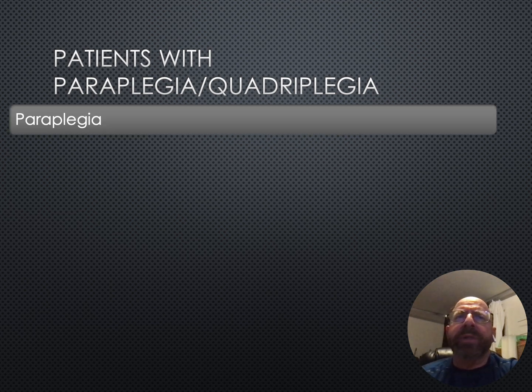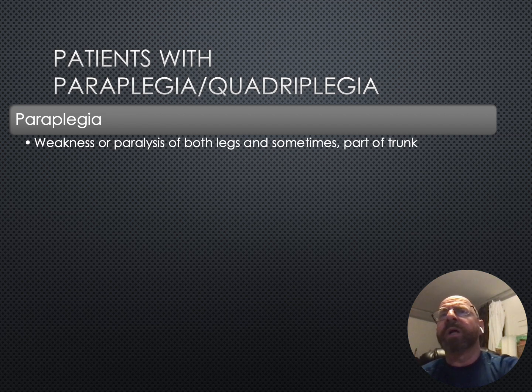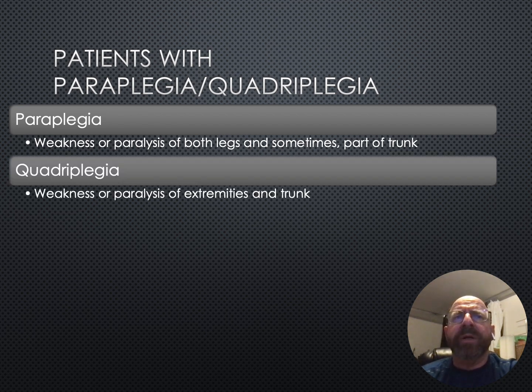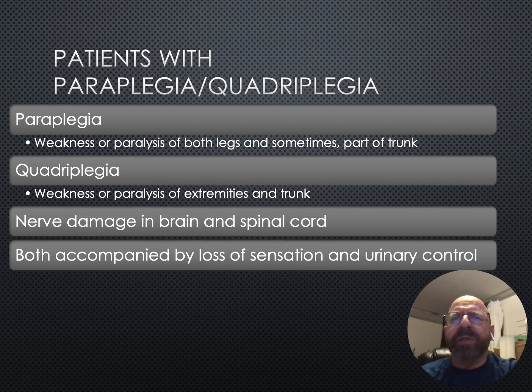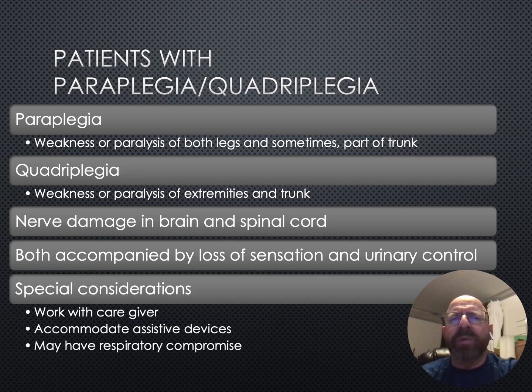Patients with paraplegia and quadriplegia in the community particularly will have multiple difficulties and may require our assistance. So this could include weakness or paralysis of both legs and sometimes part of the trunk. Quadriplegia is weakness or paralysis of extremities and trunk. This is usually as a result of nerve damage in the brain and spinal cord, and both can be accompanied by loss of sensation and urinary control. So work clearly with the caregiver, accommodate with assisted devices in our visits, and plan for those as part of our assessments, including how well they're functioning, and really pay attention to things like respiratory compromise, which can deteriorate over the lifespan of our patients.